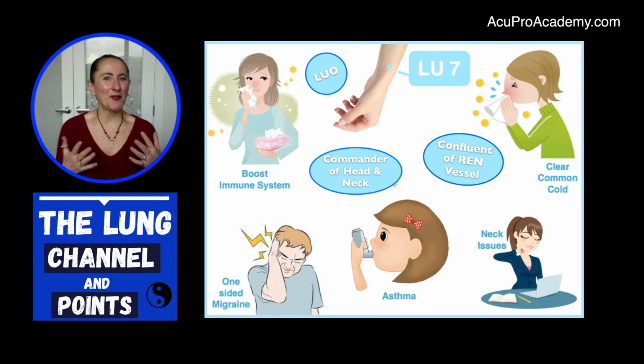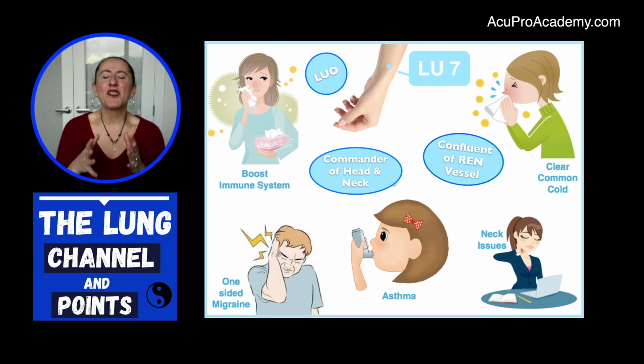I hope you enjoyed that quick tip of the day. Lung 7, Stomach 36, and Bladder 13, which is the back shu point of the Lung, are great points to strengthen the immune system and boost our Wei Qi, our defensive Qi.